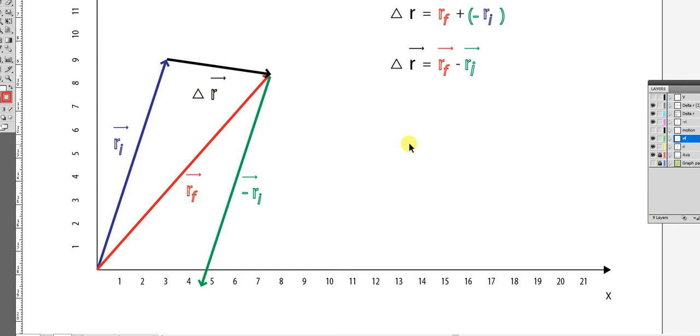Okay, so the delta R that we are getting is like the displacement between RF and R initial? Final and initial. Yes, so that's the displacement between them. That's the resulting displacement.